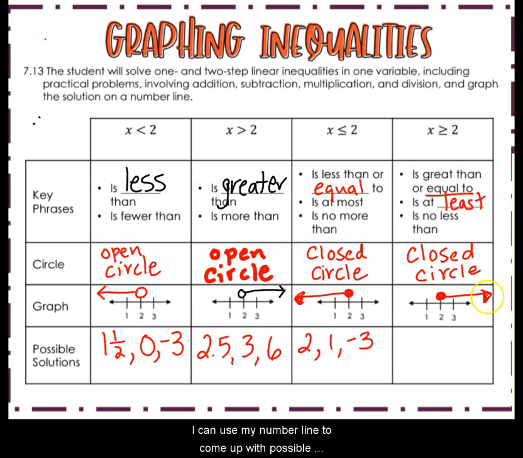I can use my number line to come up with possible solutions. Possible solutions to this inequality include 2, include 3, include 6. Many possible solutions. Okay, that's how you graph inequalities on a number line.